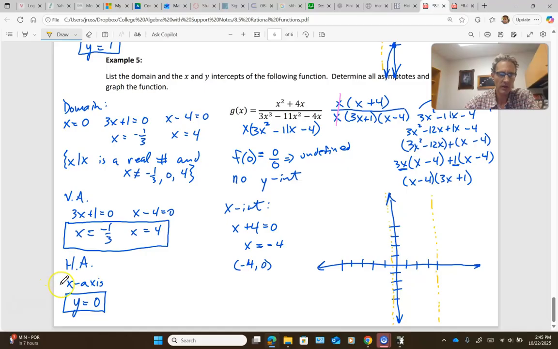And then my horizontal asymptote is y equals 0, so it's right on top of the x-axis. So I kind of sketch that in. Okay. So notice, with these two vertical asymptotes, we actually have 6 different regions here.